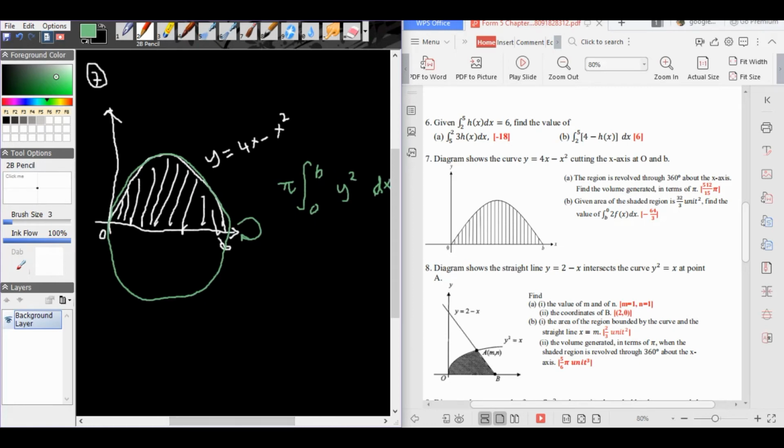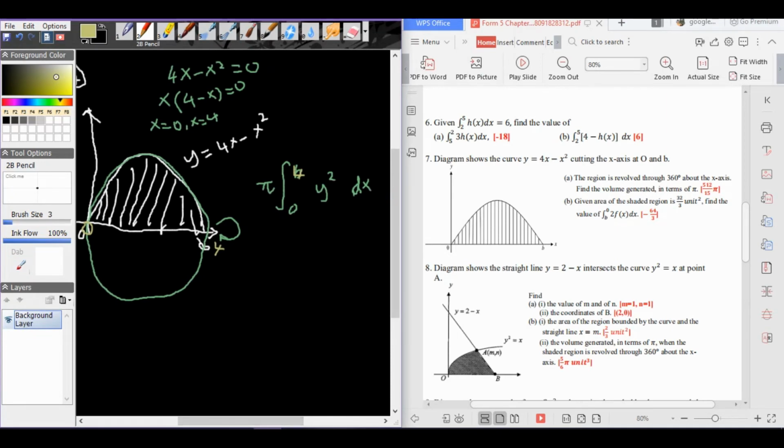But first we have to find the value of b. So b is the x-intercept. X-intercept is when y equals to 0. So you just use back this equation and put y equals to 0. So 4x minus x squared equals to 0. Factorize x out. So x(4 minus x) equals to 0. So x equals to 0, the first intersection point, and second one will be x equals to 4. So b equals to 4.